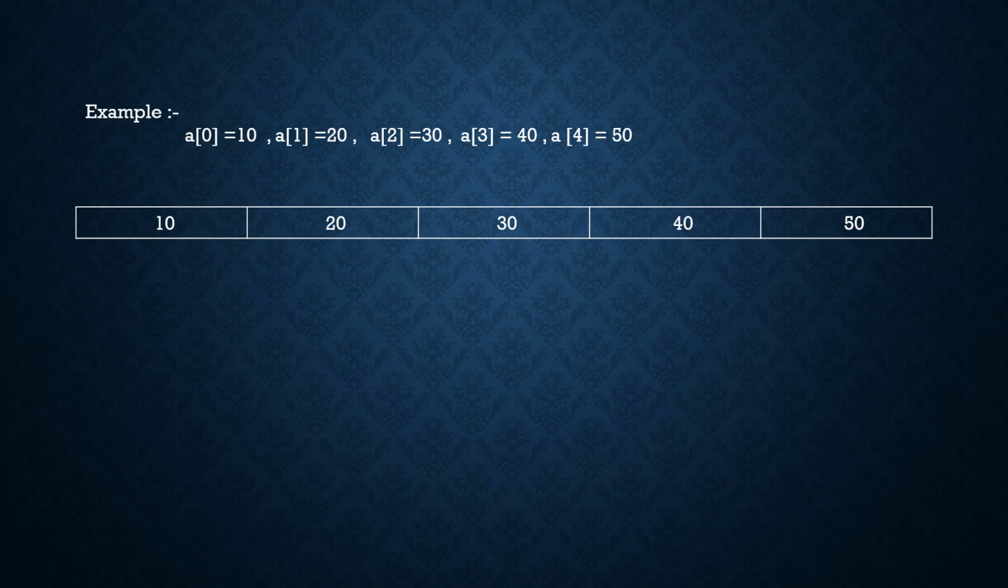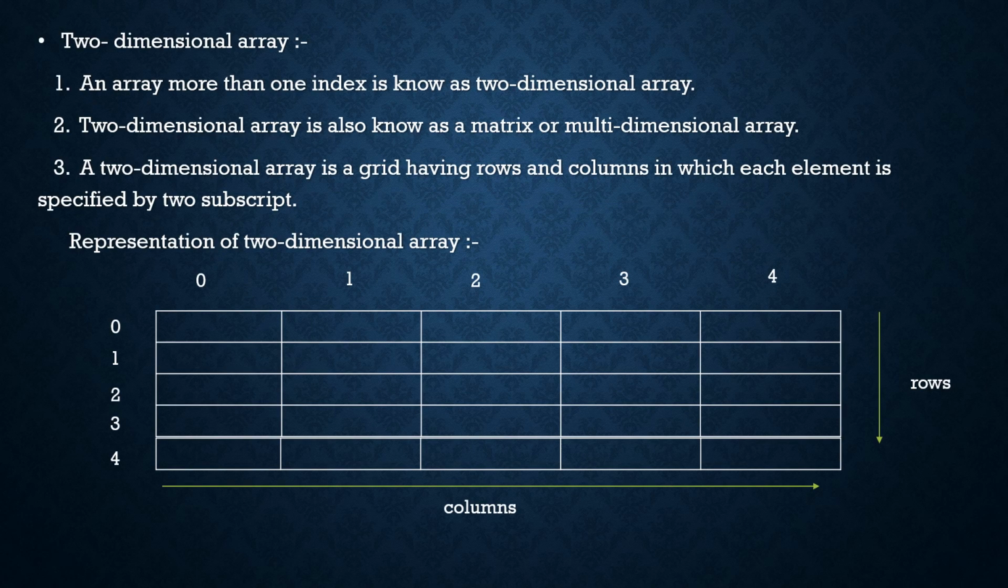Now let's start with the two dimension array. An array with more than one index is also known as a two dimension array. Two dimension array is also known as a multi or matrix array. A two dimension array has a grid of rows and columns, where each element is specified by two subscripts. So in a two dimension array it has two subscripts.